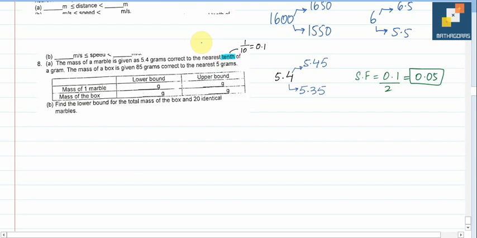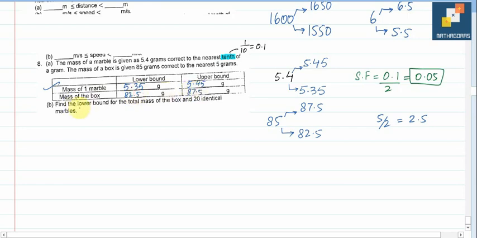The mass of a box is given 85 grams correct to the nearest 5. So it's 85 nearest 5 grams, that means scale factor is 5 over 2, it's 2.5. So the upper bound is 87.5 and the lower bound is 82.5. You have all the necessary information to complete the question now. This part has been done. Mass of one marble: lower bound is 5.35, upper bound is 5.45. For the box, it's 82.5 and it's 87.5.